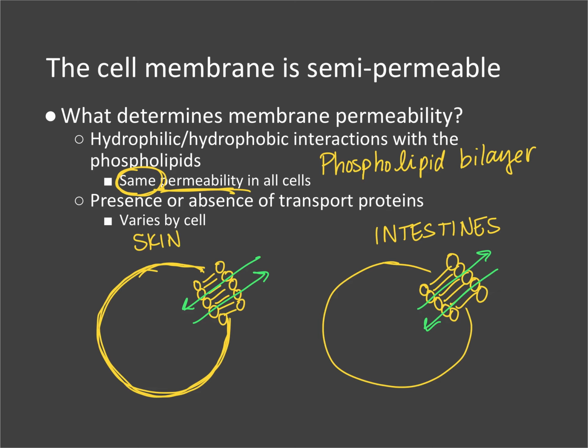Now the difference comes into play with these transport proteins. These act kind of like pores or doorways for specific molecules to be able to cross the cell membrane. These are molecules that can't cross the phospholipid bilayer on their own. But let's say, for example, that with the intestines over here, we now have a transport protein.